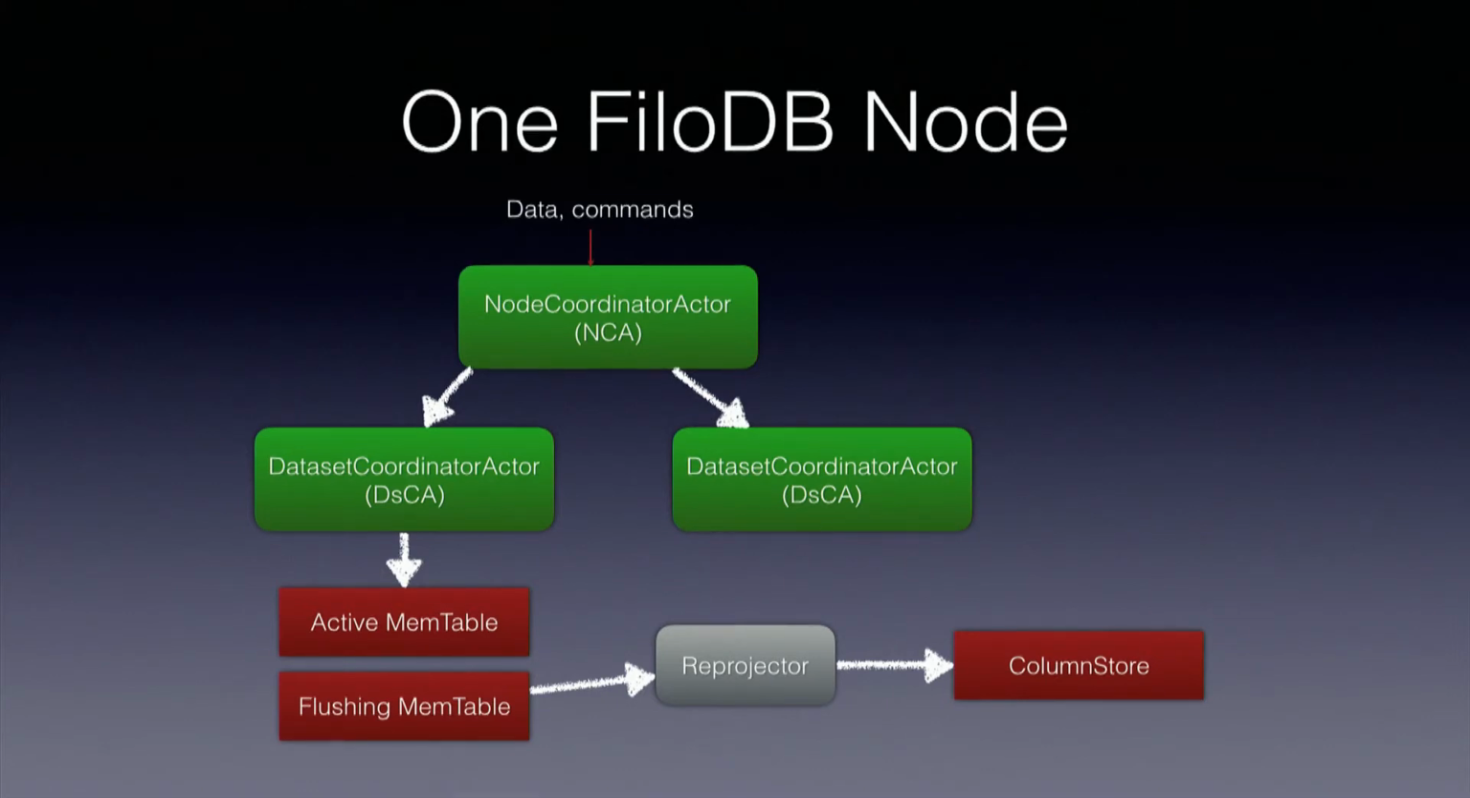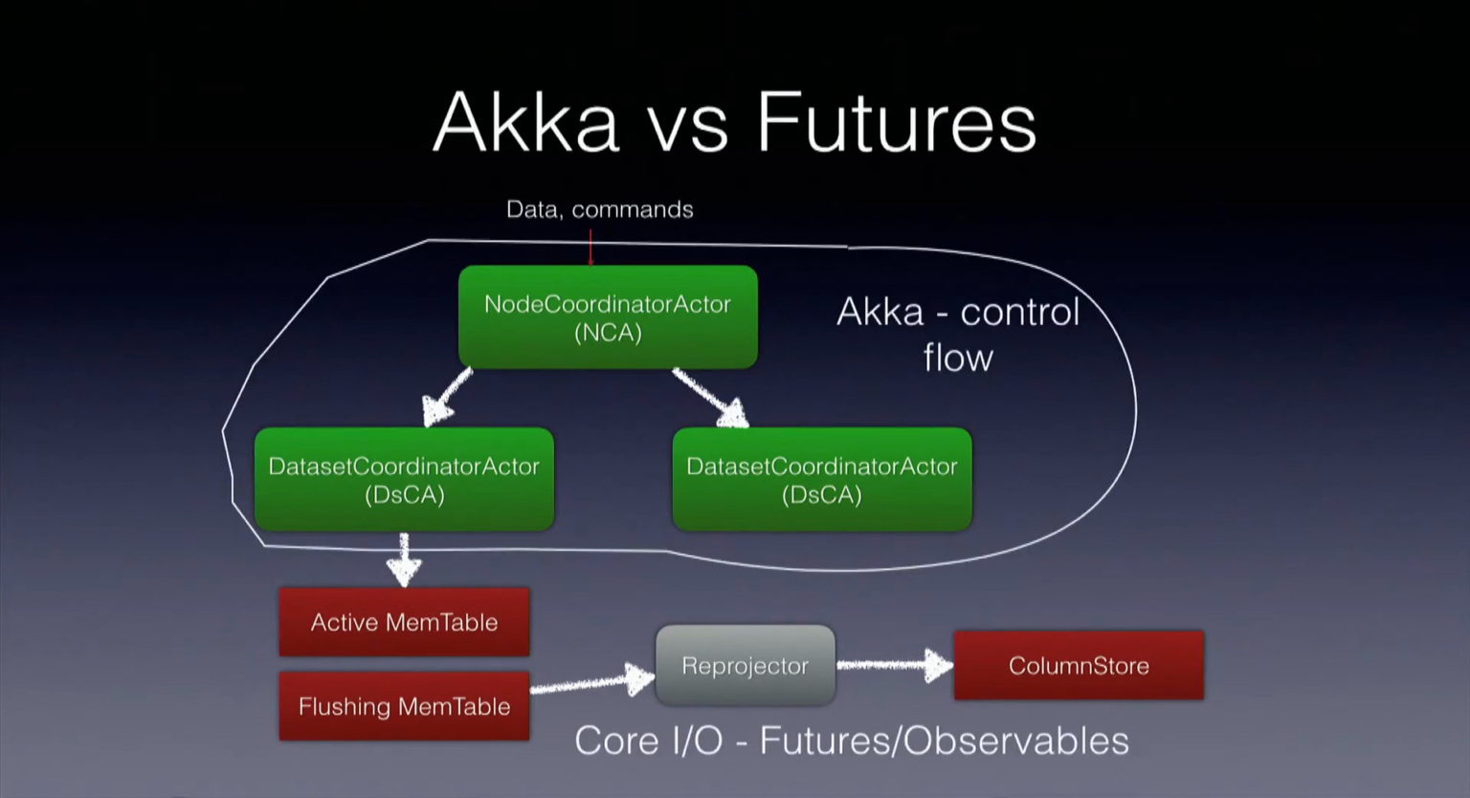So what you see is that we can organize this functionality in different groups. At the very top, you can see that Akka and actors are used because the top layers have to do a lot of coordination. And we would use futures and observables for the lower layers where type safety and back pressure and other things become more important.